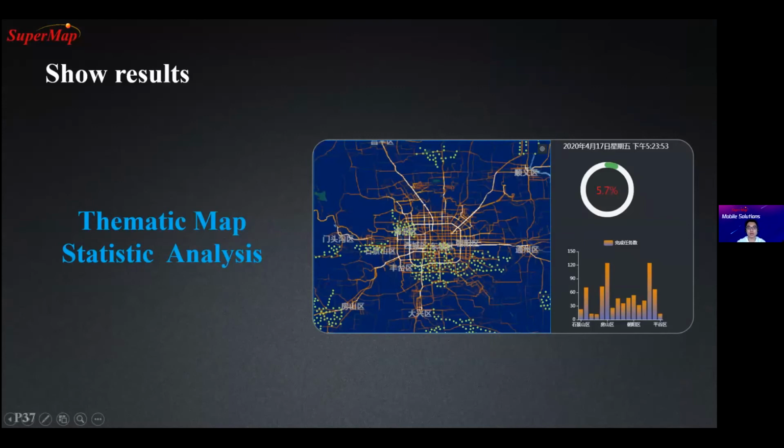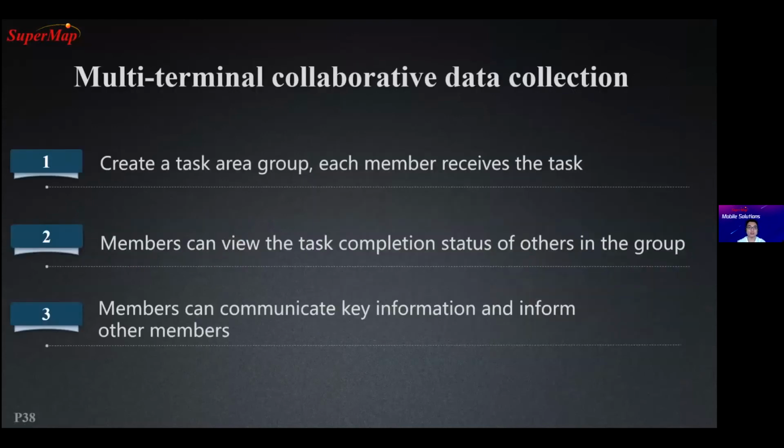So here we have a summary about the real-time data collection. We just have three steps actually. The first one is to create a task and assign it to each member. A member can view the task and complete the task. And when they do their work, they can also communicate some key information by our message group function.